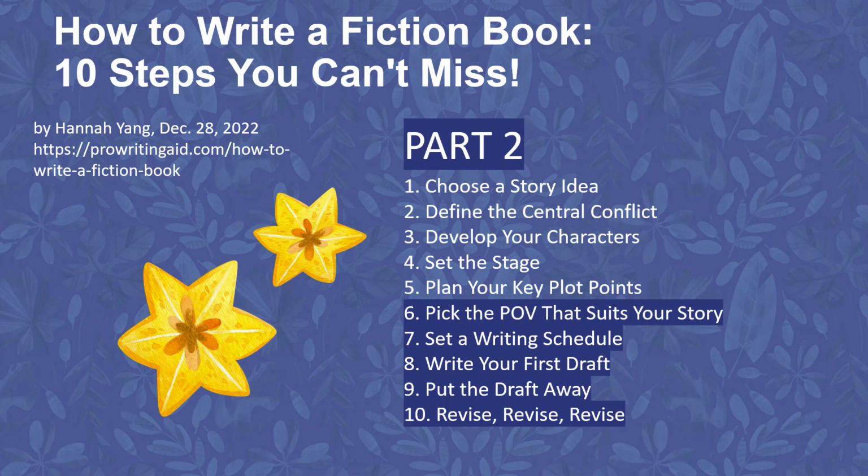So, we are going through to part 2. Part 1 was the first 5 steps. Part 2 is the last 5 steps. So the first 5 steps, if you don't remember, were: choose a story idea, define the central conflict, develop your characters, set the stage, and plan your key plot points. So that was the first 5 steps, and we're going to go on to the next 5 steps.